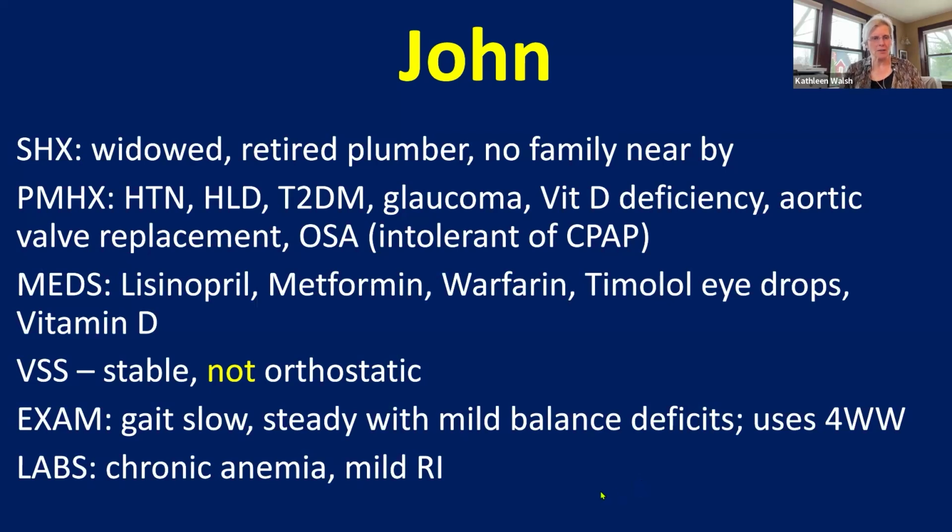There's his medications. When we check vital signs, whether I'm visiting someone in their home or in our clinic or in the hospital, everyone gets orthostatic vital signs every time. Every time I see them in the clinic, we always get orthostatic vital signs. It doesn't take that much longer, and it can give you tons of information. That's his gait. It's very slow. He uses a four-wheeled walker. He's got anemia and mild renal insufficiency. Next. This is Louise. We'll talk about what happened to John later in the presentation.